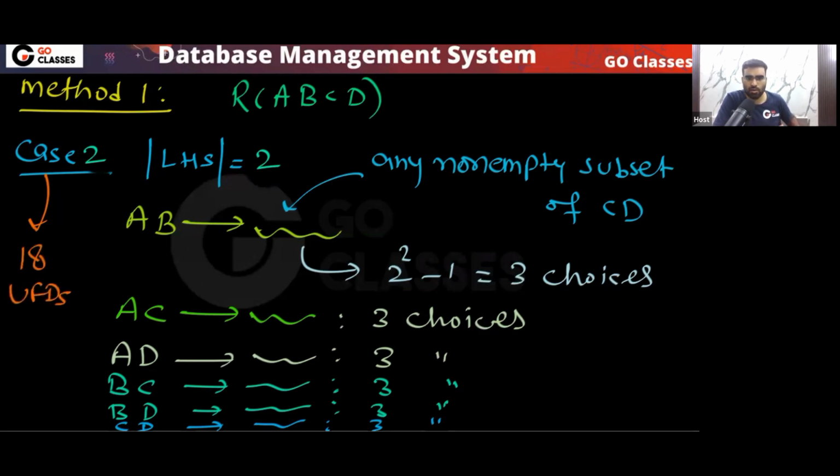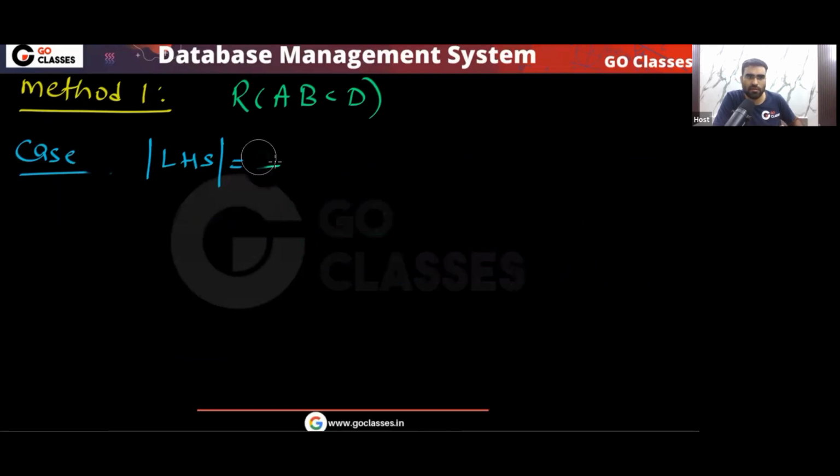Now, you tell me about case number 3. In case number 3, I will discuss when you have 3 attributes on the LHS. For example, if I put ABC on the LHS, then how many choices do I have for the RHS? Only one choice is there. Only D I can put. Agree? There is only one choice.